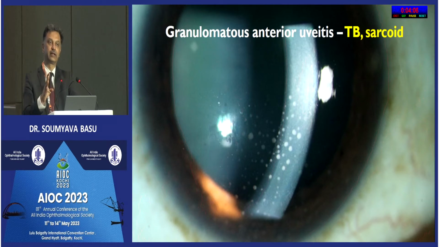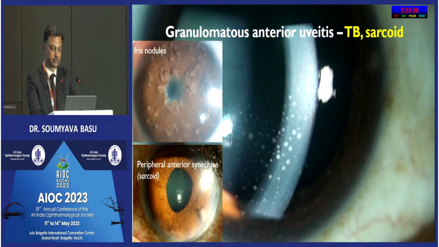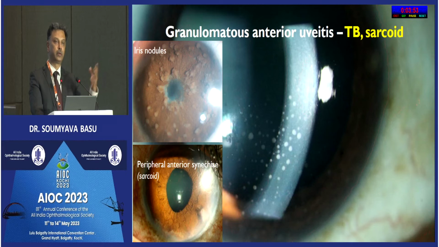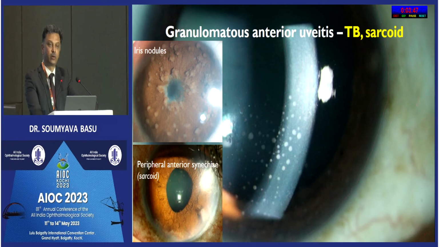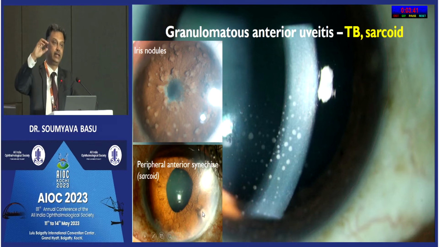The first category are the two most common causes of granulomatous anterior uveitis in our country, and these are tuberculosis and sarcoidosis. Now, iris nodules, this one has very florid iris nodules, but there are other patients where you may have to examine very carefully for the iris nodules. One feature that we see commonly in our sarcoid patients is the presence of these peripheral anterior synechiae. These are tented synechiae, which are very suggestive of sarcoid in the correct clinical setting.